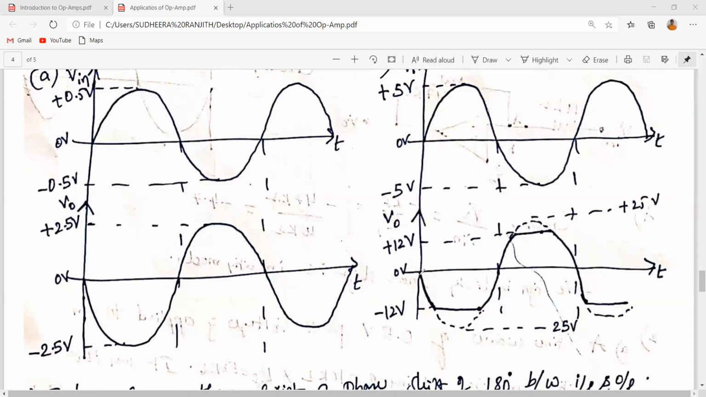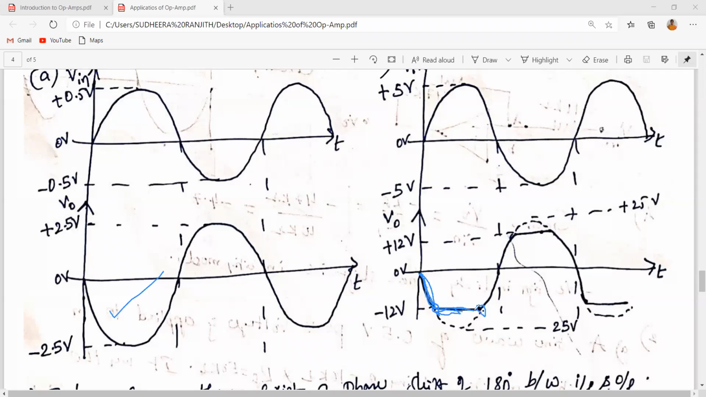But what about the possibility of output? It always swings around your supply voltages, so it saturates around your supply voltages, right? What supply voltages are applied? Plus or minus 12 volts. That means even though you are getting 25 volts, up to 12 volts you are getting the output out of phase with respect to the input, similar to this one. But when it crosses the minus 12 volts point, it gets clipped off, right?